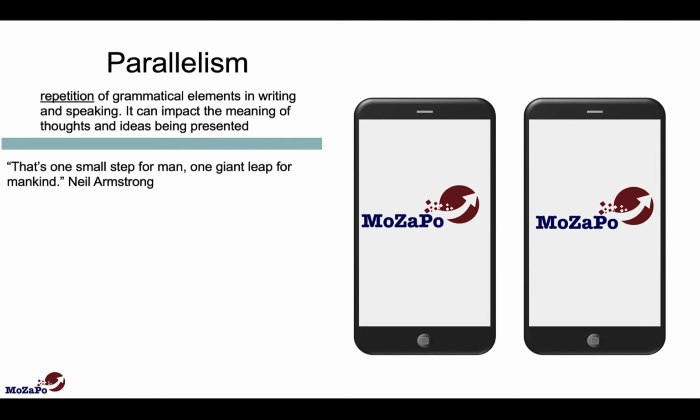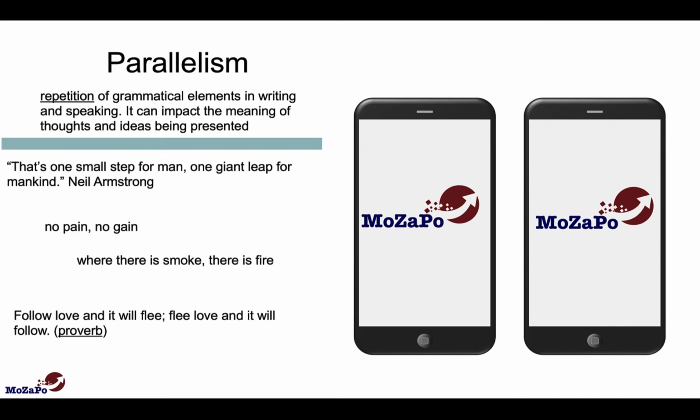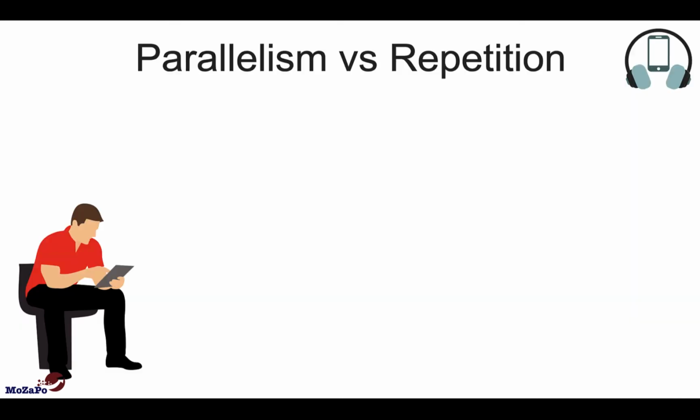For example, here: That's one small step for man, one giant leap for mankind. No pain, no gain. Where there is smoke, there is fire. As you see, for example, in no pain, no gain, the structure is the same, the grammar is the same. Where there is smoke, there is fire: there is adjective, there is adjective. So as you see, the structure is the same.